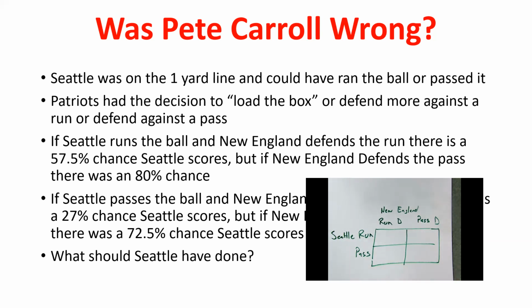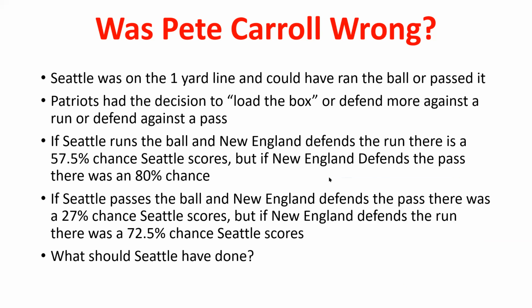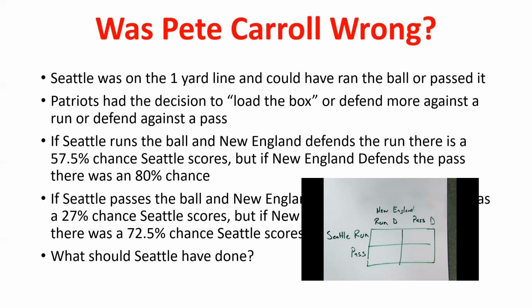Now it's just a matter of filling in these payoffs. Here I've got an interesting scenario where this is really a zero-sum game. If one person is successful, the other person fails, and vice versa. So if Seattle runs the ball and New England defends against the run, there's a 57.5% chance that Seattle is going to score. We can build out these payoffs, but we're really just looking at expectations. If I score, the game is over. So you think of it as if you score, it's a 1. I won the game. If I don't score, it's a 0. I get a 0 payoff.